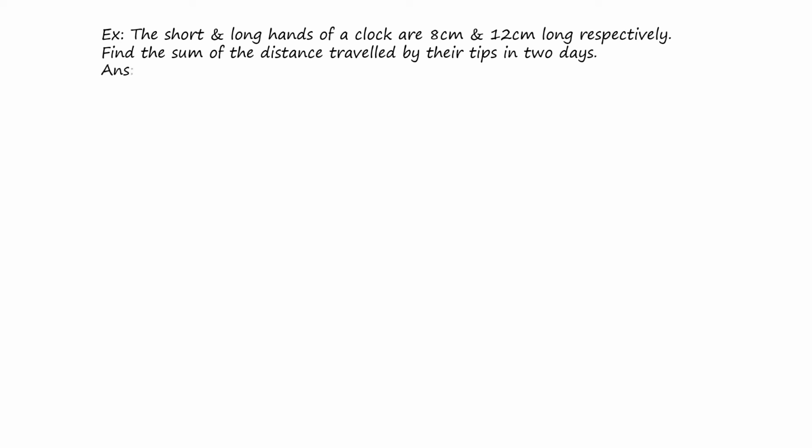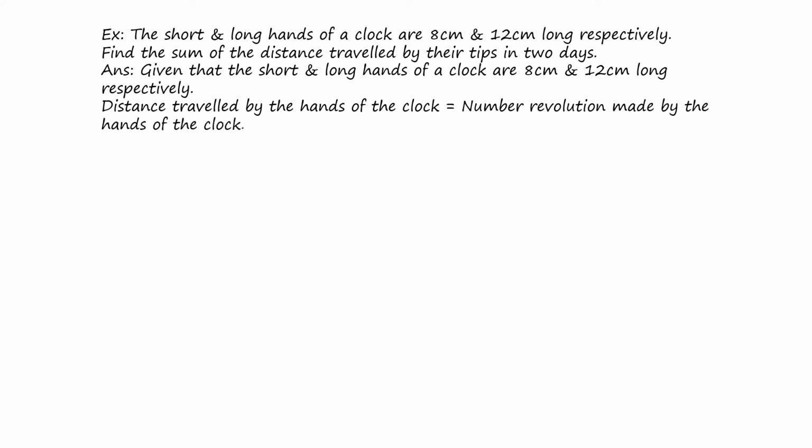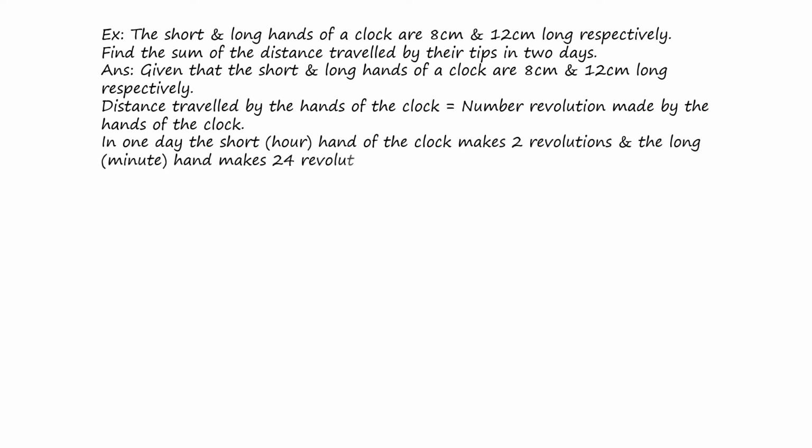The short and long hands of a clock are 8 cm and 12 cm long respectively. Find the sum of the distance traveled by their tips in 2 days. Given that the short and the long hands of the clock are 8 cm and 12 cm long respectively, the distance traveled by the hands equals the number of revolutions made by the hands. Now in one day, the short hand, meaning the hour hand of the clock, makes 2 revolutions, and the long hand, or the minute hand, makes 24 revolutions.